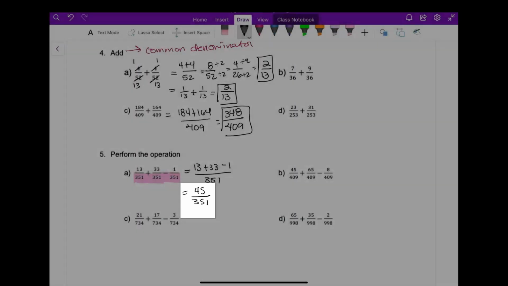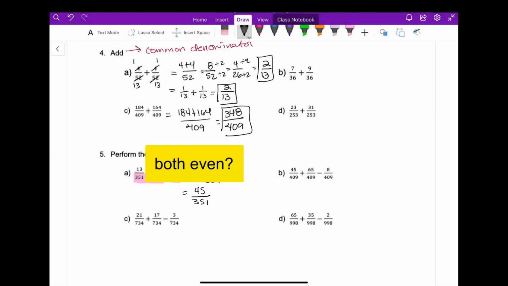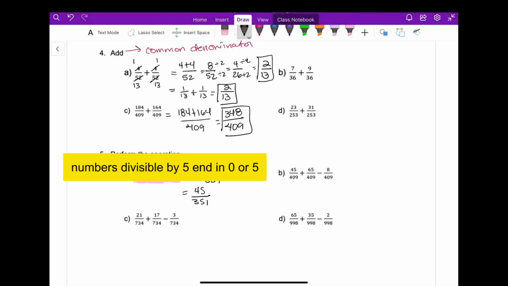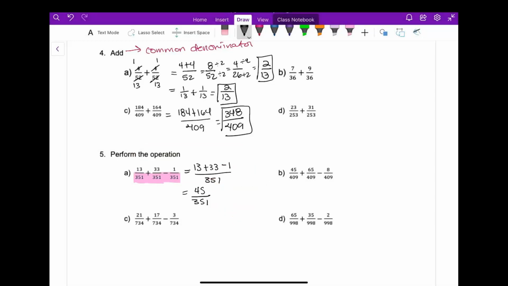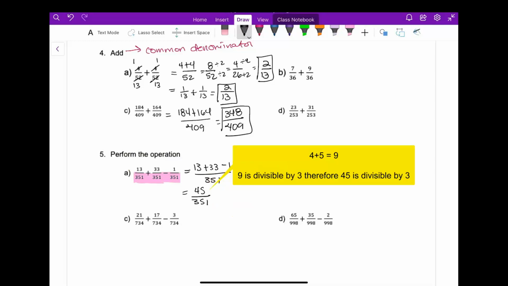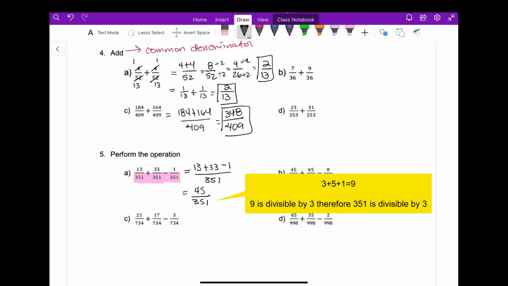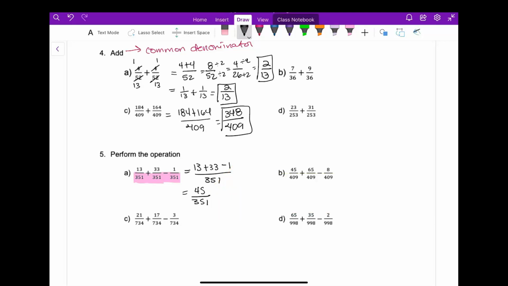Can we simplify? Let's check 2. Are they both even? No. Do they both end in 0 or 5? No. How about 3? Let's add them. 4 plus 5 is 9. Okay, that's divisible by 3. 3 plus 5 is 8, plus 1 is 9. Ooh, this is the first time we've actually seen a division by 3 work.